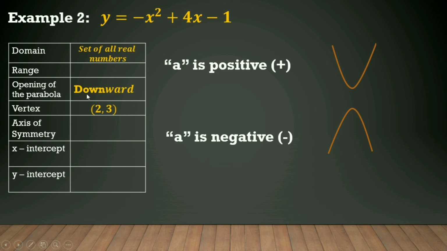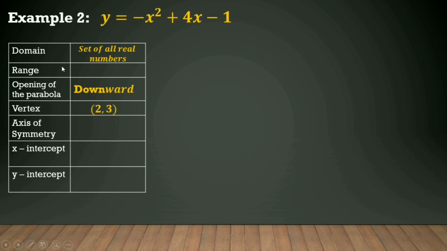Okay, since meron na tayong opening ng parabola, meron na rin tayong vertex, we can now easily answer the range. So, ang range natin, these are the set of y values such that y is, since downward yan, so we will use less than or equal. Okay, downward, less than or equal. Tapos yung value ng k natin dito sa vertex, which is yung 3, yun ang ilalagay natin. So, ang range natin is y, set of all y values such that y is less than or equal to positive 3. Next, yung axis of symmetry naman natin ay yung x is equals to h, which is yung h natin ay positive 2.